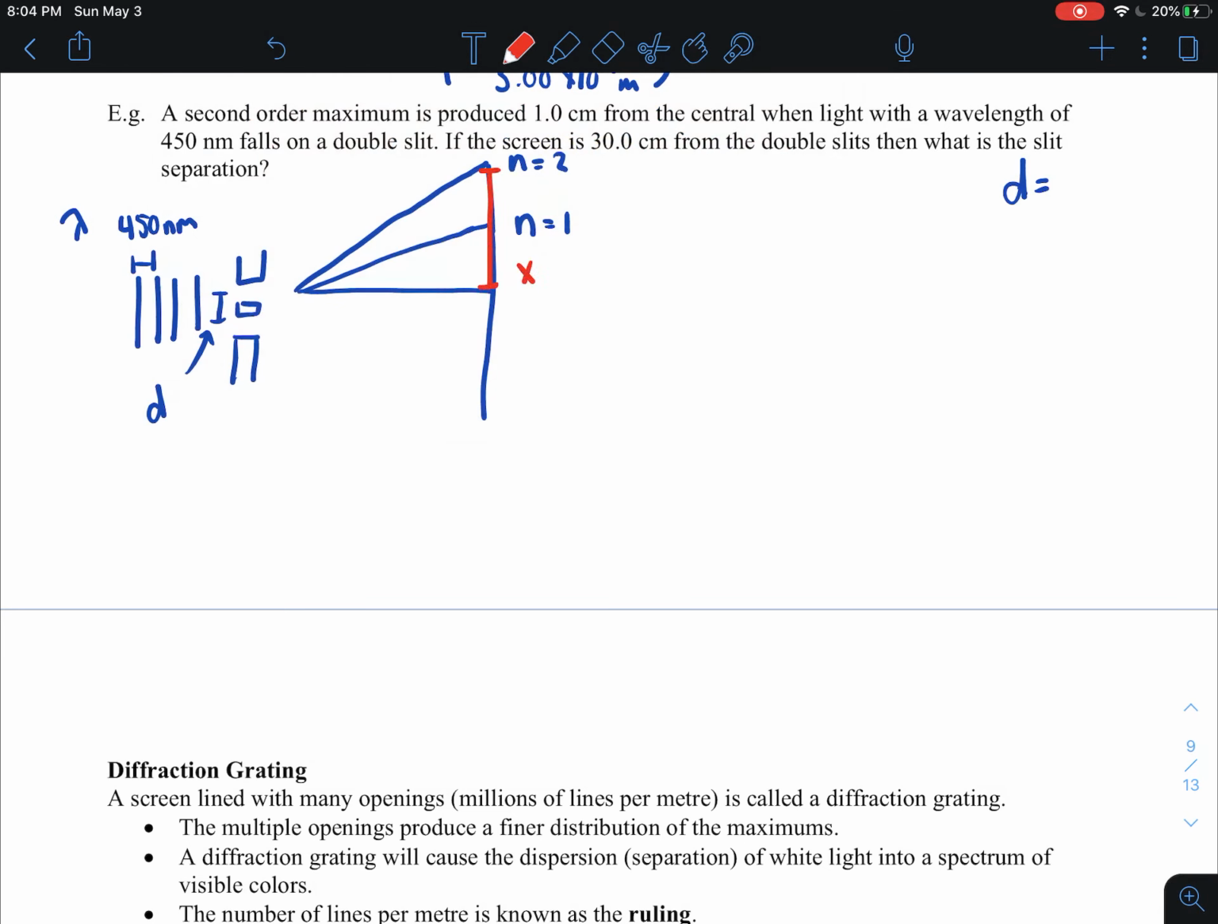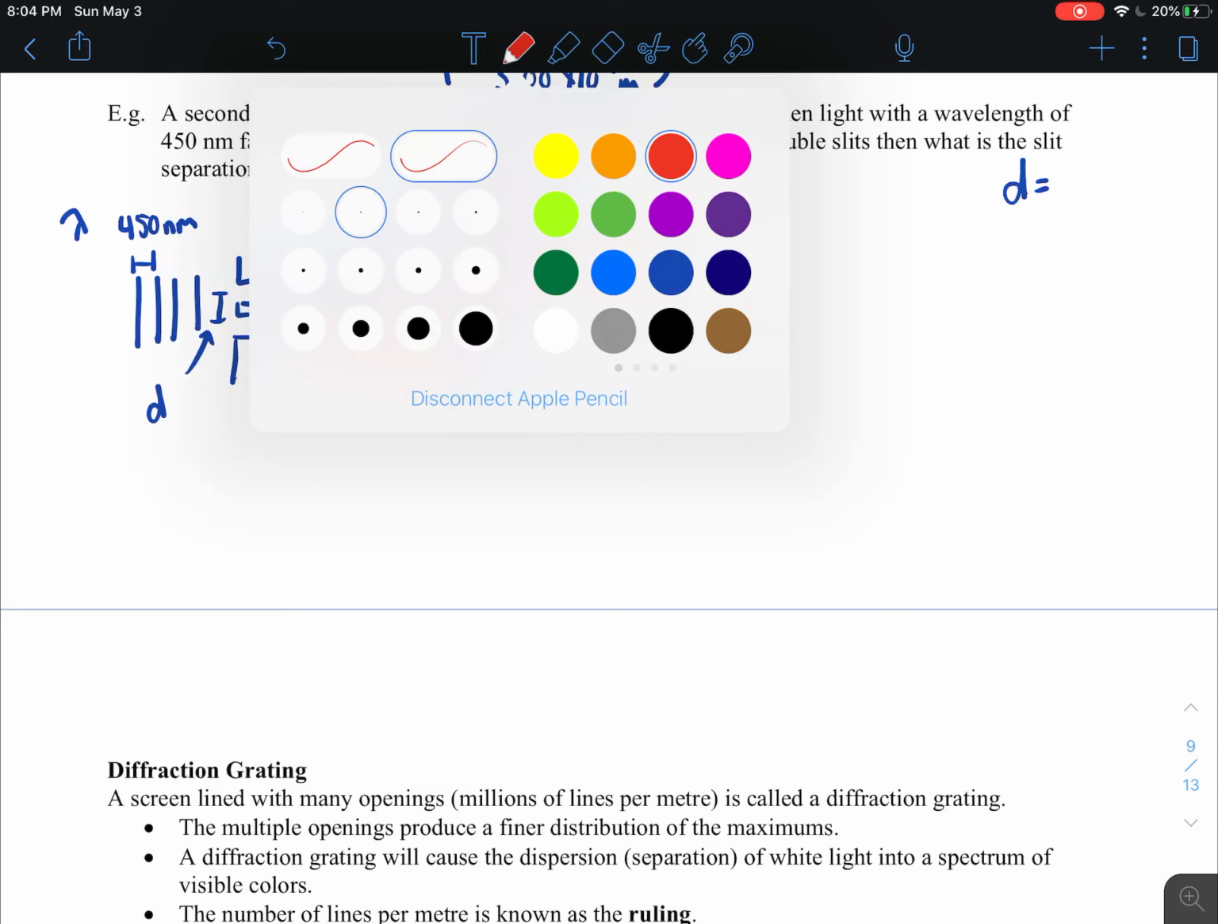So the x value in this case is going to be the distance all the way up, and that's going to be 1.0 centimeters. And it says the screen, which is known as my length, L, is 30 centimeters away. All right, so I have an X, I have an L, I have a lambda. I want to solve for D.